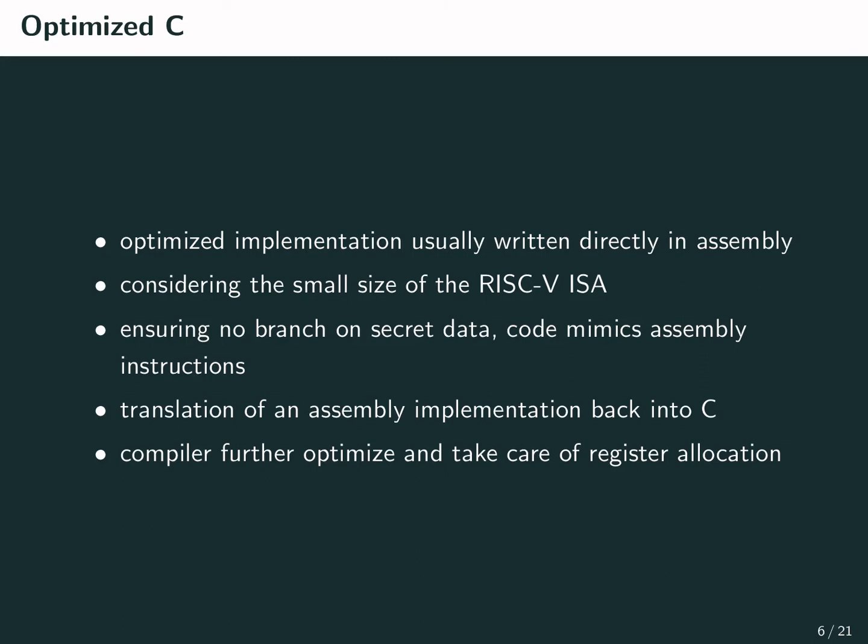Optimized cryptographic implementations are usually written directly in assembly with the idea to prevent the compiler from introducing bugs or weakness and to achieve possible speedups. We call optimized C the translation of an assembly implementation back into C such that the code mimics the assembly instructions. By making sure we do not branch on secret data and considering the small size of the RISC-V instruction set, we trust the compiler to match our implementations. The underlying idea is to have the compiler further optimizing our code and taking care of the register allocation.